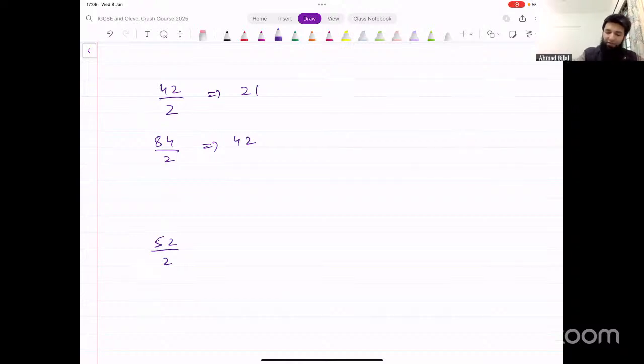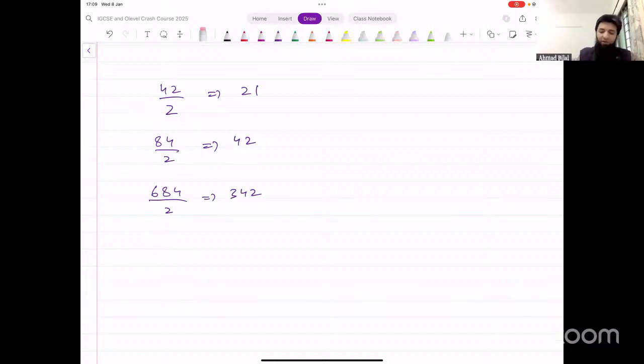However, this can actually be extended to three digits as well. For example, you could have something like this: 684 divided by 2. All of them are even numbers. How do you do that? 6 over 2 is 3, 8 over 2 is 4, 4 over 2 is 2, and you get 342 directly. Okay, so if all of them are even numbers, this is going to be fairly straightforward to do.